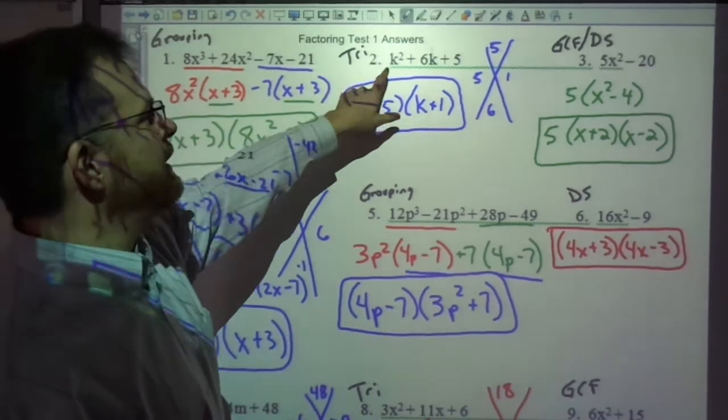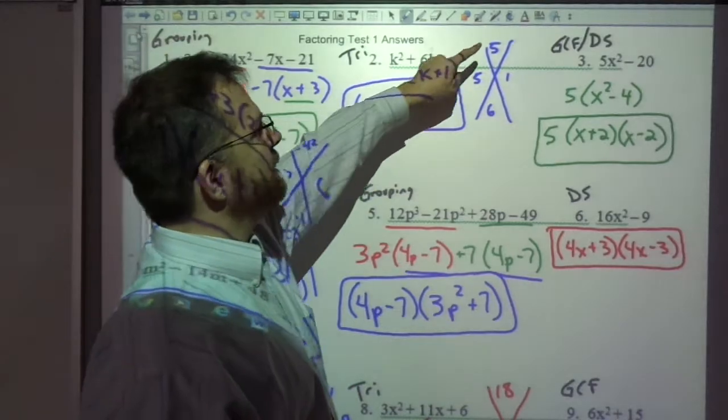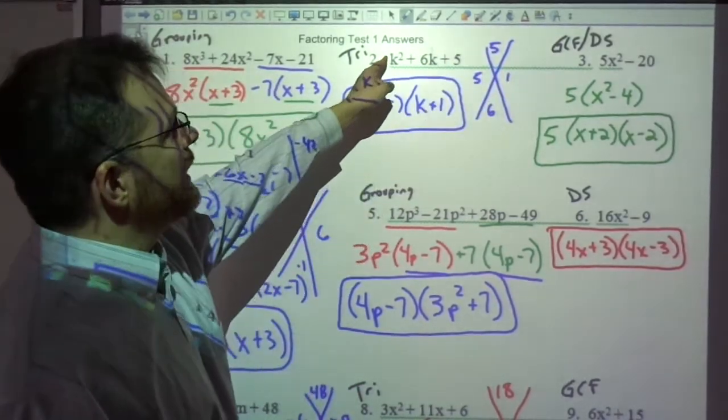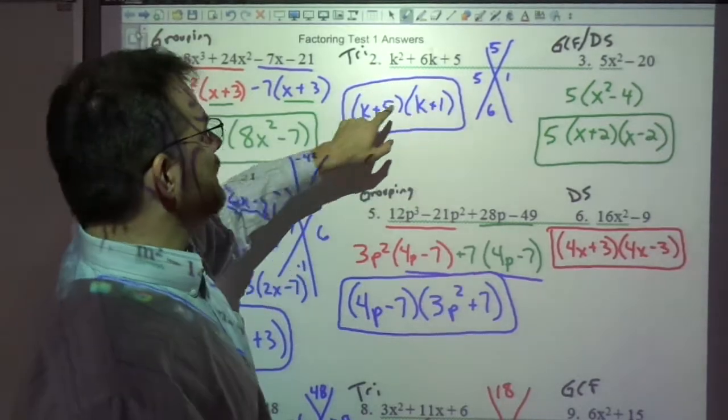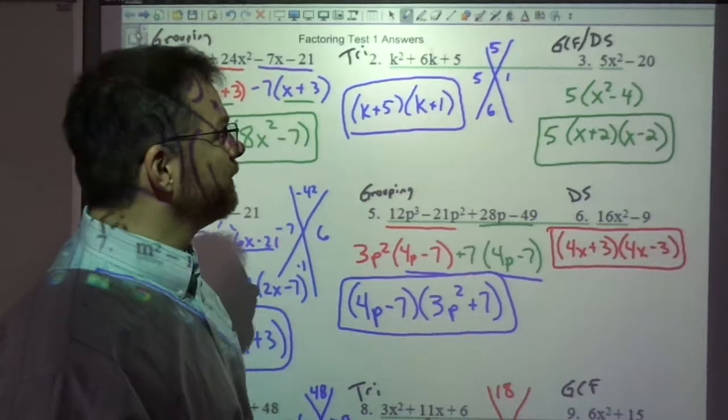Problem number 2 is a trinomial, and it's the easy kind because a is 1. So when I find things that multiply to be 5 and add up to be 6, it's 5 and 1. And because it's the easy kind, a is 1, I can go straight to my answer, k plus 5 and k plus 1.